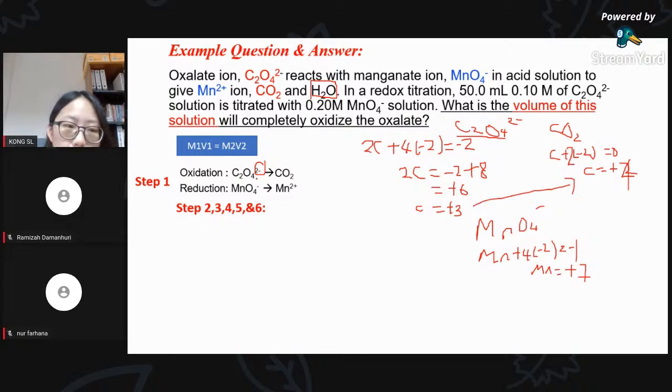Bertambah oxidation. Yang ni lagi senang. Positive 7. Yang ni terus positive 2. Menurun. So that's why this is reduction. So step 1 must identify the oxidation equation and reduction equation.